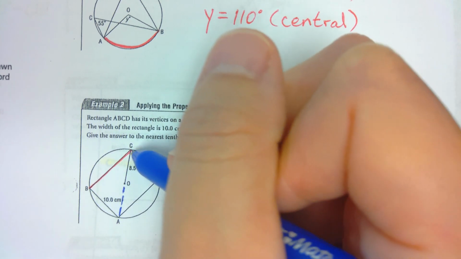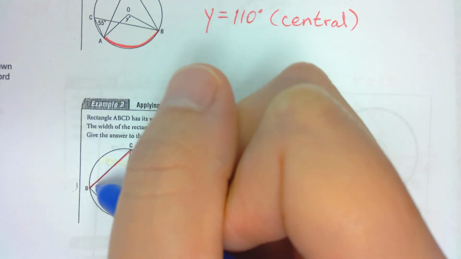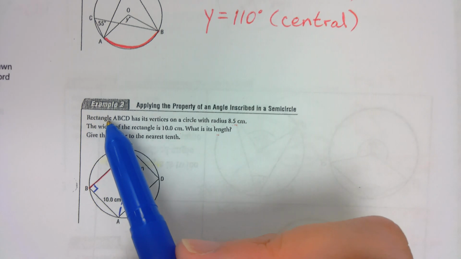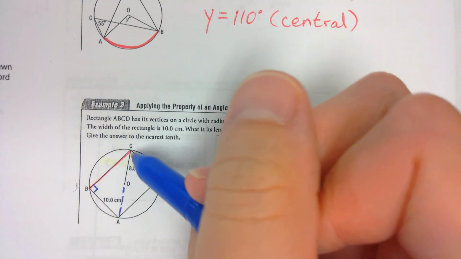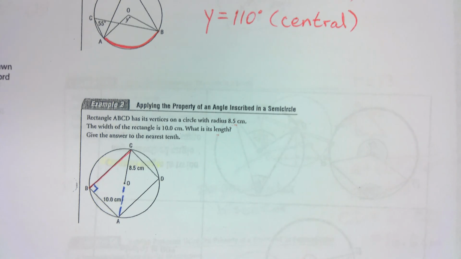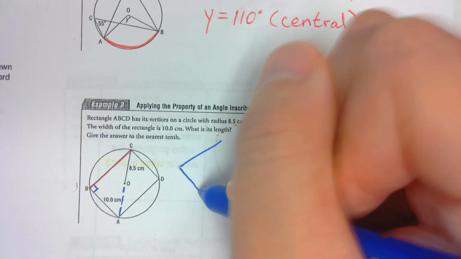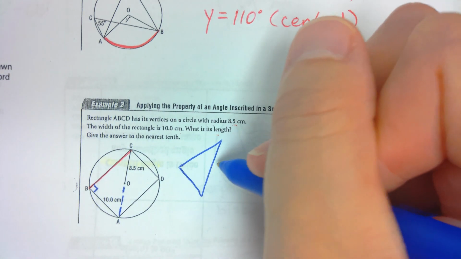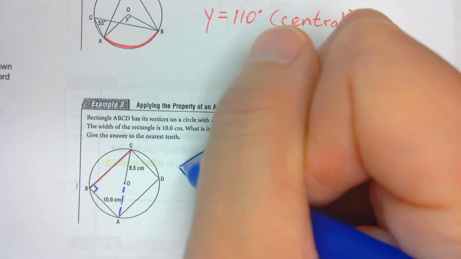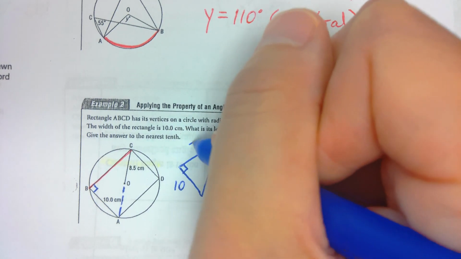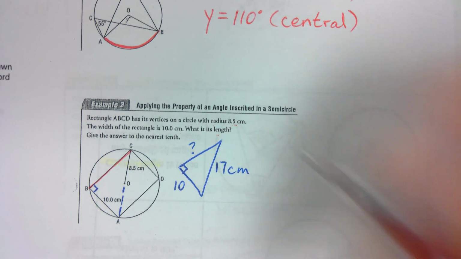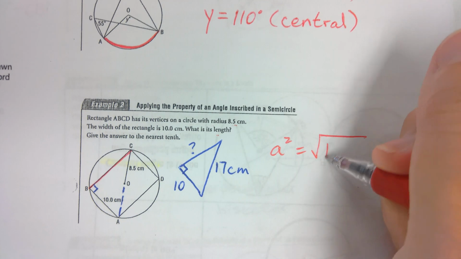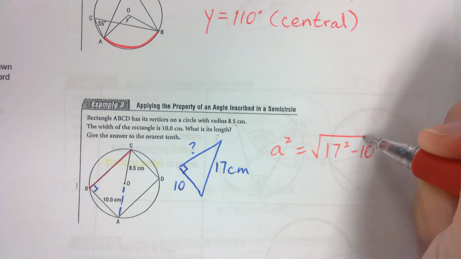All right. So if this is your diameter, that means this angle right here is 90 degrees. And it actually tells you that it's a right angle triangle. So I know this is 90 degrees. This is my right angle triangle. So this AC is going to be 17 centimeters, and this side, I know it's 10. So I'm looking for the odd side.